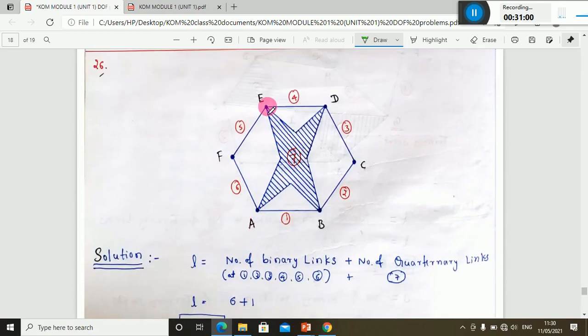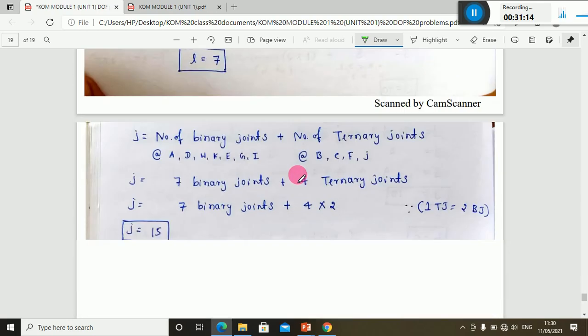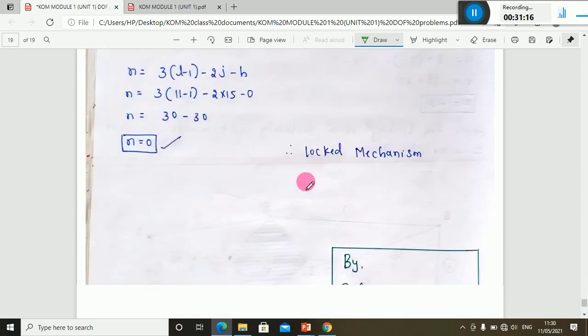So here you can see this is also an example of a quaternary link, because this link can have 4 connections at point E, point D, point B, and point A. So there's only one link. I can call it as 7. Okay. You can solve these problems and you can take this as an assignment.